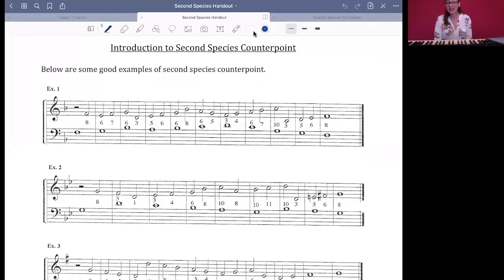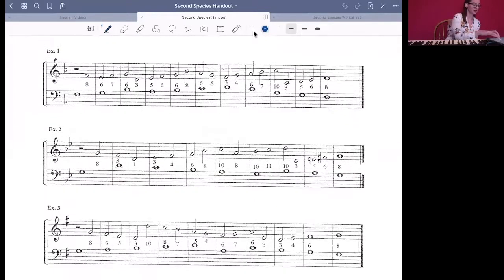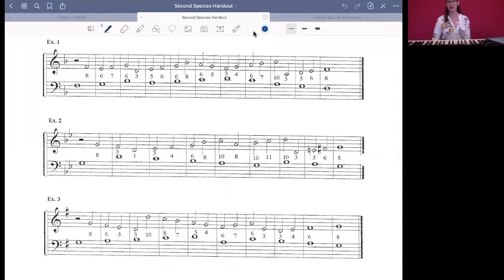So if you take a look at this, you have 3 examples of second species counterpoint in front of you on the handout. And you will hopefully notice 2 big differences from first species. One is that we have half notes. So we get to add a new rhythm to our counterpoint. And with second species now, we get 2 half notes to every single note in the cantus.